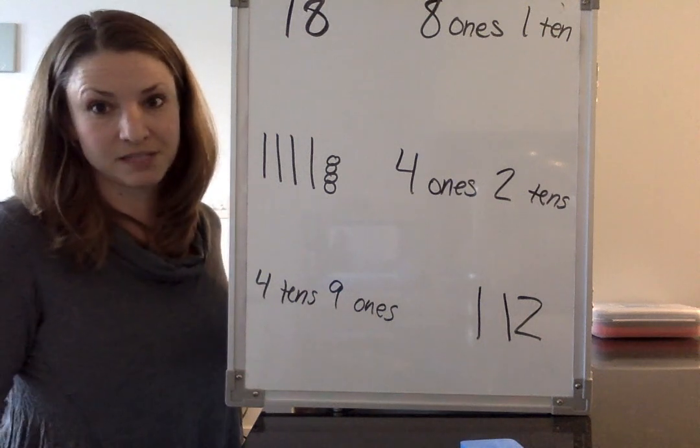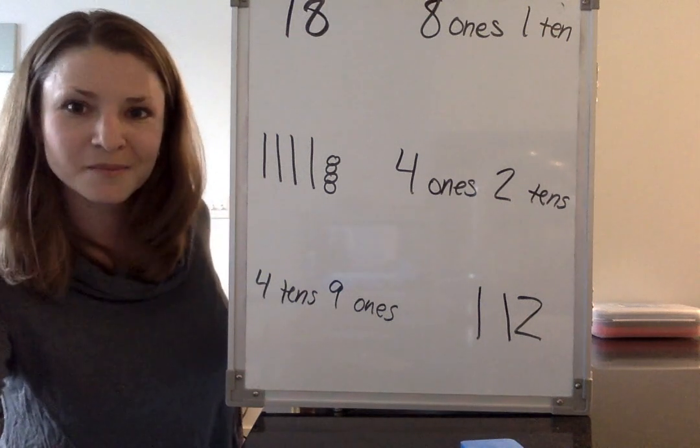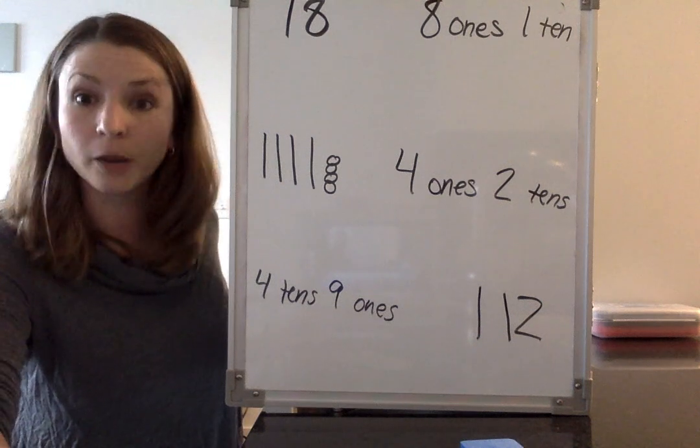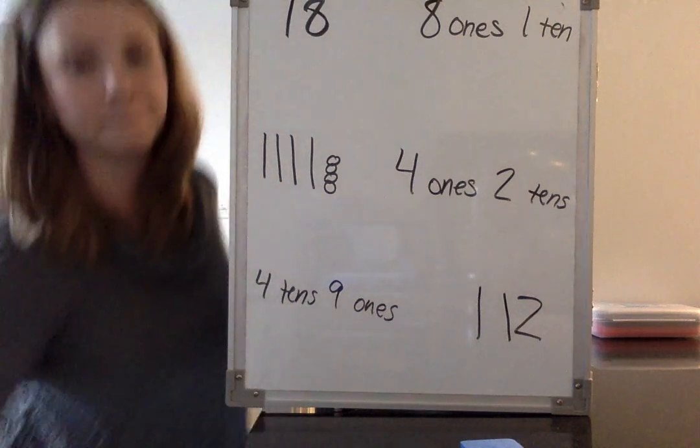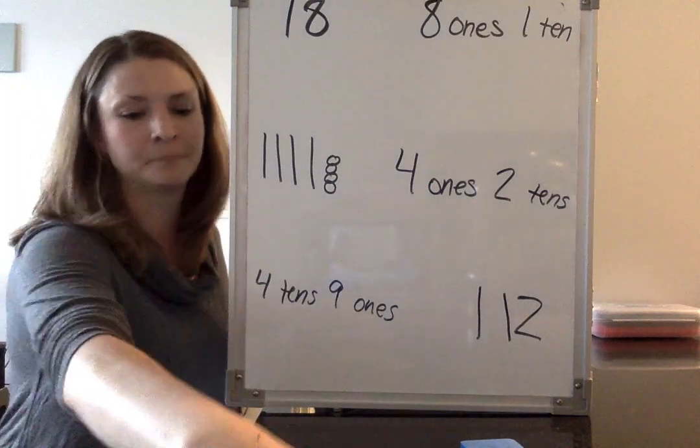So try to beat Miss Miller. Here we go. You ready to level up? All right, make sure you're showing your work to solve these problems. Here we go. 5, 4, 3, 2, 1.